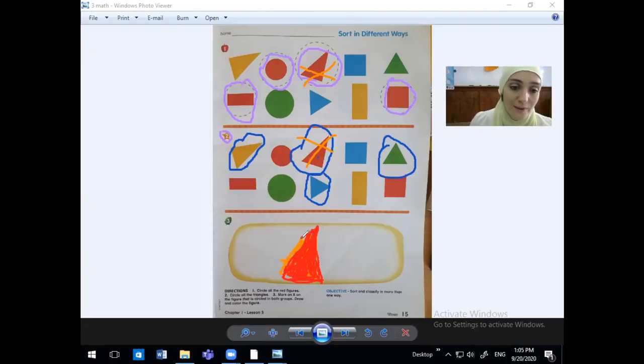Okay, so now make all this in your sheets. And that's it for math for today.